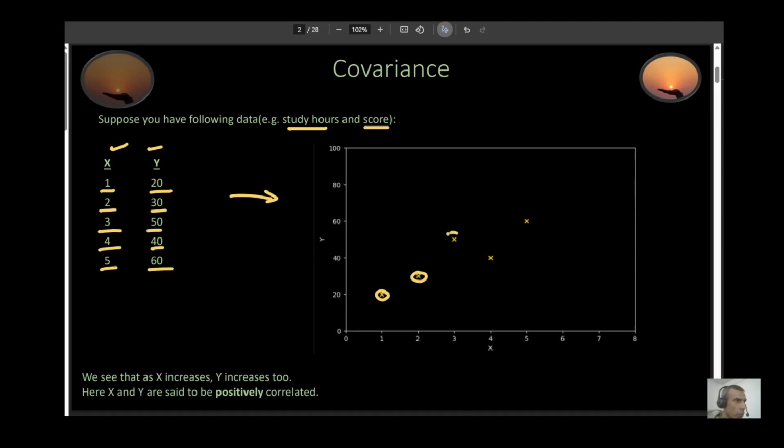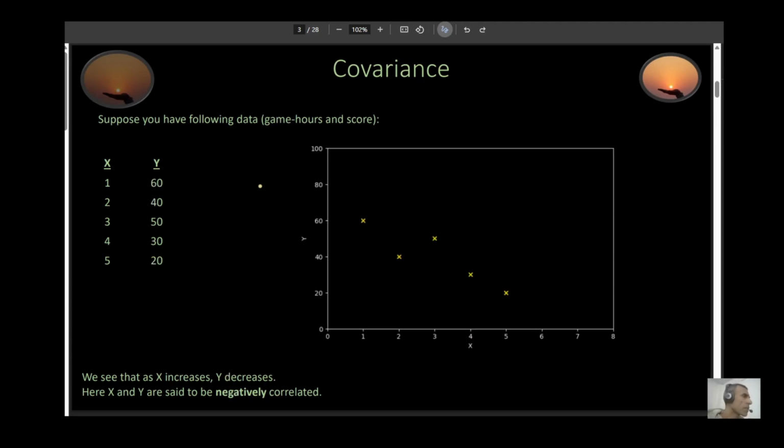So I plot all these points right here. This is my x-axis for study hours, and this is my score. Now, by looking at these points, you can actually say that as your x is increasing, your y is also increasing. In this case, we can say that x and y are positively correlated.